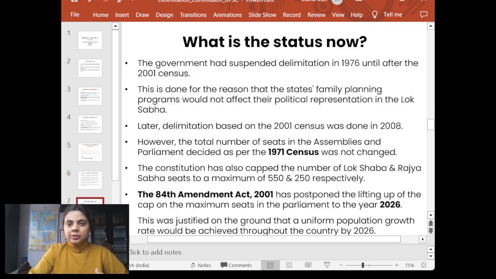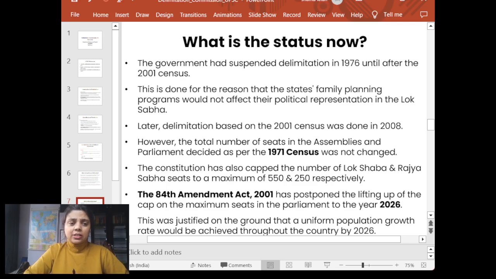Next point we can see here is what the status is now. What has the government decided now? I already told you that till 1976 we suspended the Delimitation Commission, we decided not to take any different act, so as not to disturb this seat distribution and territorial boundaries distribution. Now here you can see, in the 84th Constitutional Amendment Act, we postponed the lifting, and we decided that after the 2026 census there will be a readjustment.